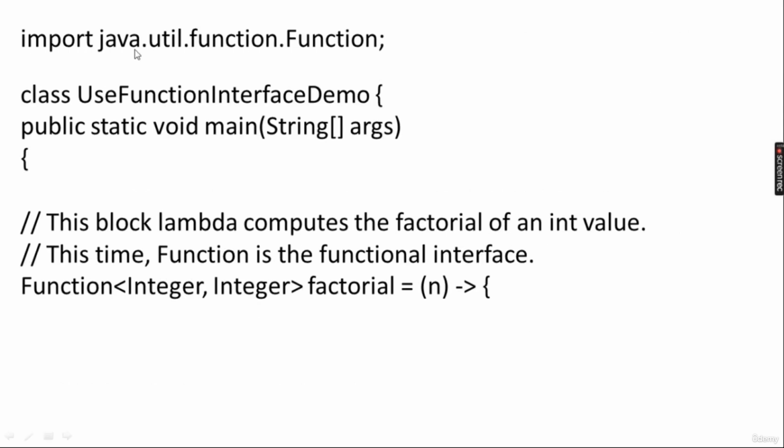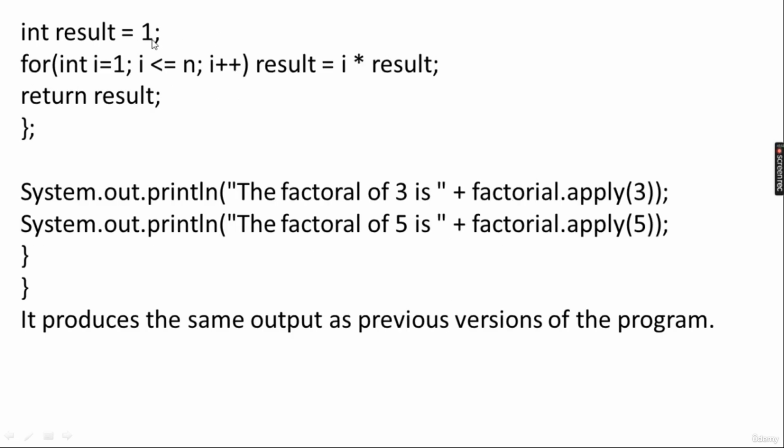Import the function interface. Import java.util.function.Function. Okay, so class UseFunctionInterfaceDemo. Directly we are using it from this package. So this block lambda computes the factorial of an integer value. This time Function is the functional interface. Okay, so Function Integer Integer is taking two type parameters, Integer and Integer. Factorial is equal to n. Okay, in detail result is equal to 1. What we are doing is computing the factorial. The factorial of 3 and 5 will be displayed, and it will be producing the same output as the previous versions of the program.